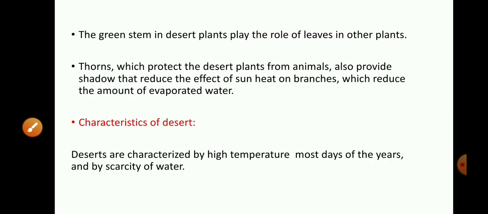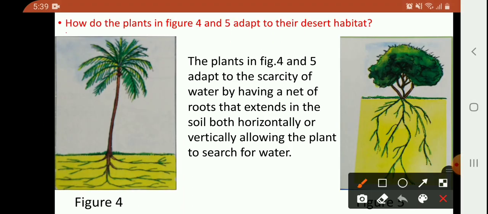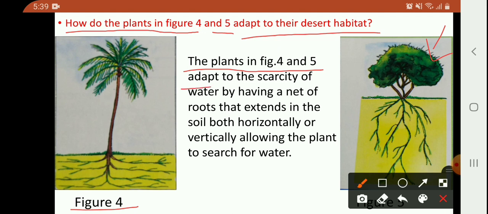How do the plants in figure 4 and 5 adapt to their desert habitat? كيف تتأقلم مع بيئة الصحراء. The plants in figure 4 and 5 adapt to the scarcity of water, تتأقلم مع النقص بالمي, by having a net of roots that extends in the soil.